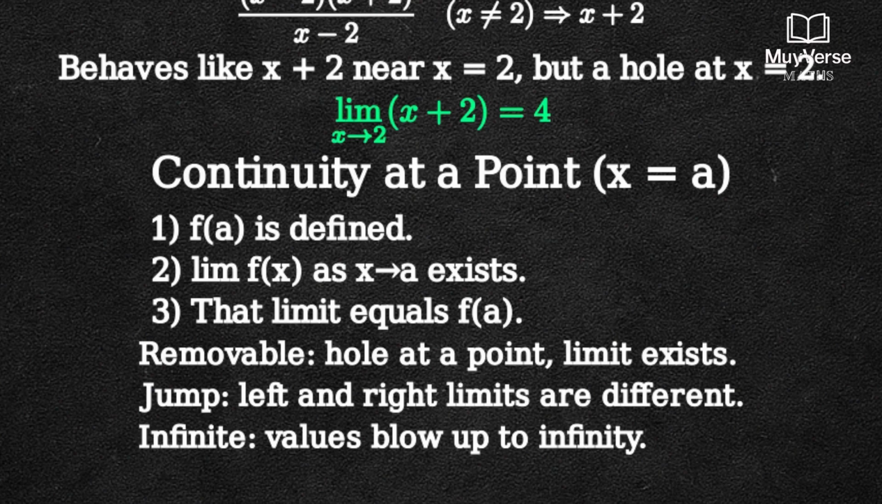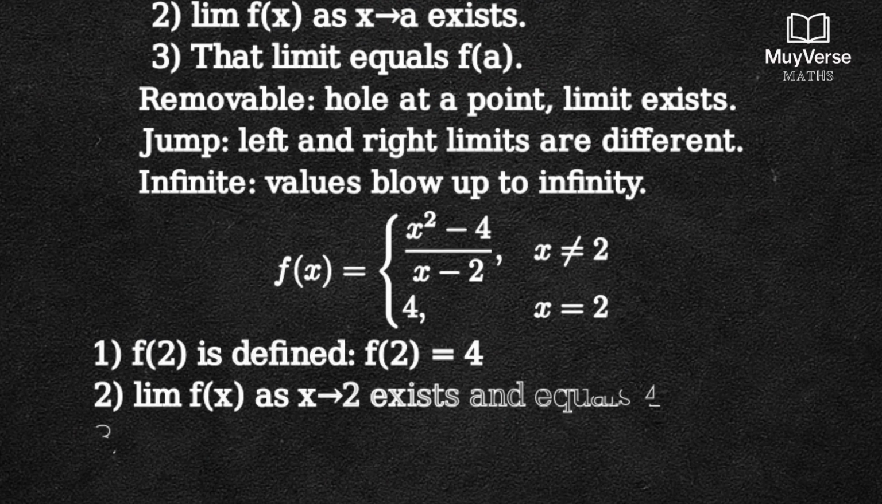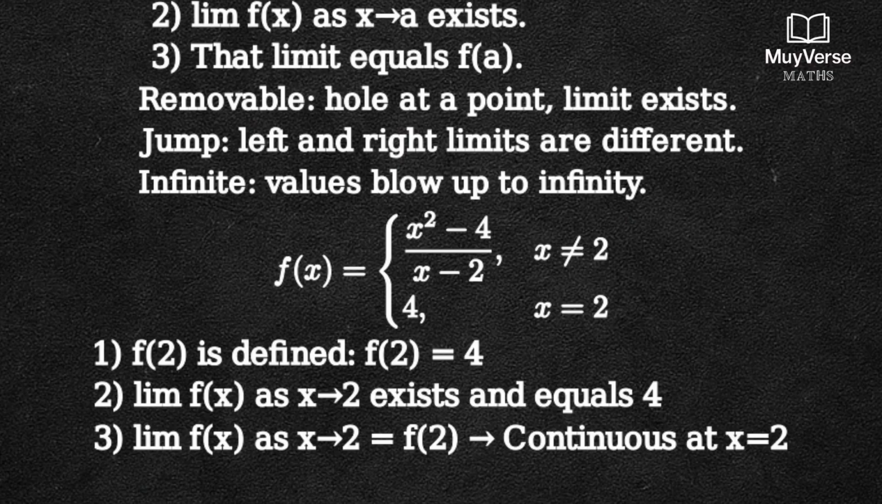Let us revisit our earlier example and define the function so the hole is filled. Define f of x to be the fraction x squared minus 4 over x minus 2 when x is not 2, and define f of 2 to be 4.